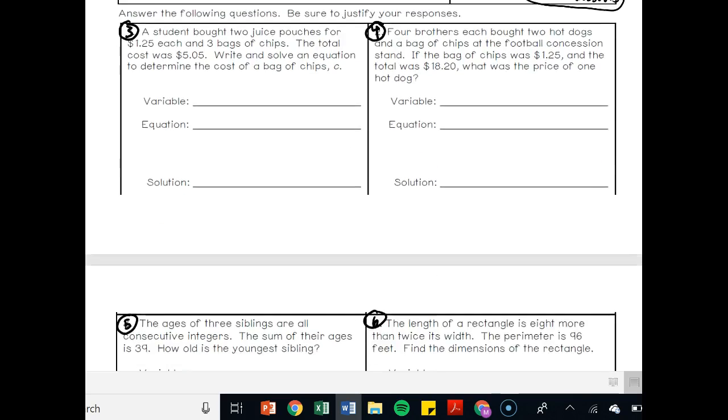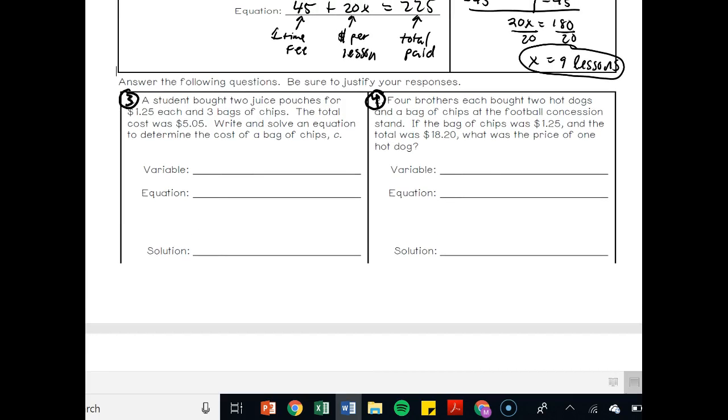So let's do a couple of these together. It says a student bought 2 juice pouches for $125 each and 3 bags of chips. The total was $505, right? And solve an equation to determine the cost of a bag of chips. So the variable is C for cost of chips.